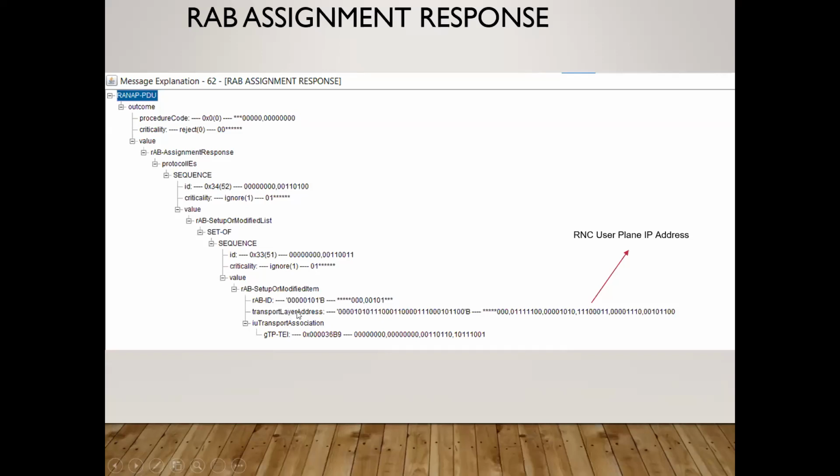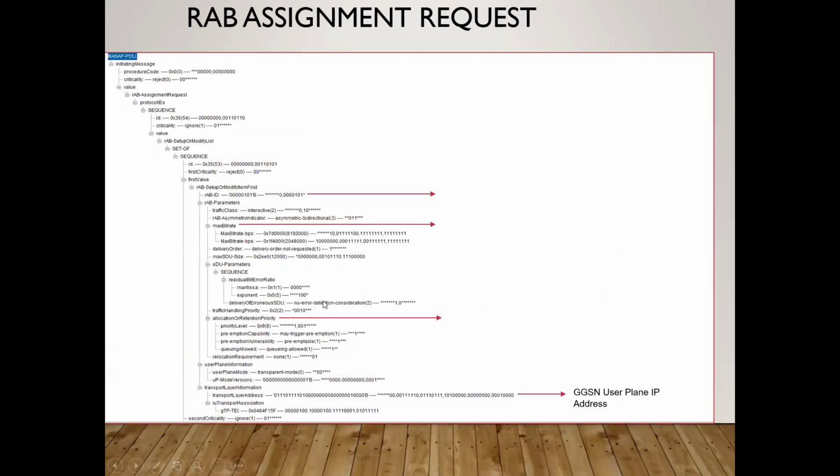The transport layer address is going to be the RNC user plane IP address. So this time, with the RNC, you're just doing signaling, so SGSN does not know what the user plane IP address of the RNC is. When you configure RNCs, you configure the signaling IPs as well, and then you configure the user plane IP as well. So this is the user plane IP of the RNC, which the RNC informs to SGSN, and this is the RAB ID. RAB ID, I believe, is going to be the same.